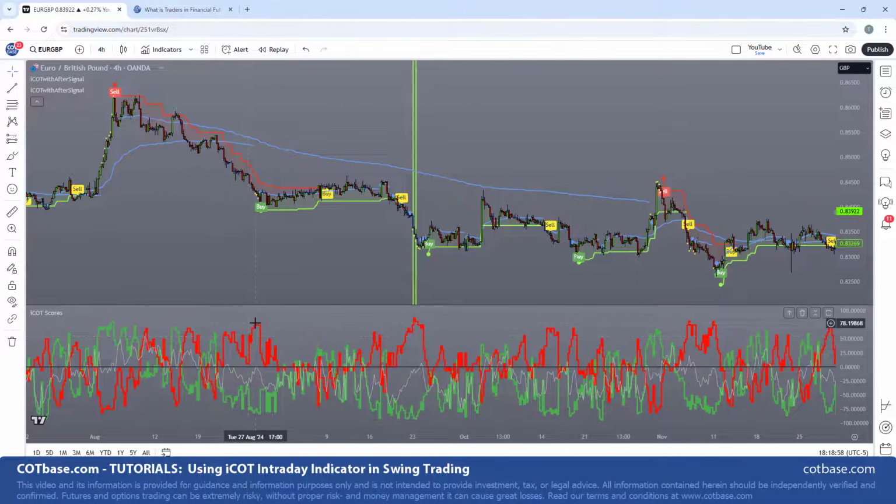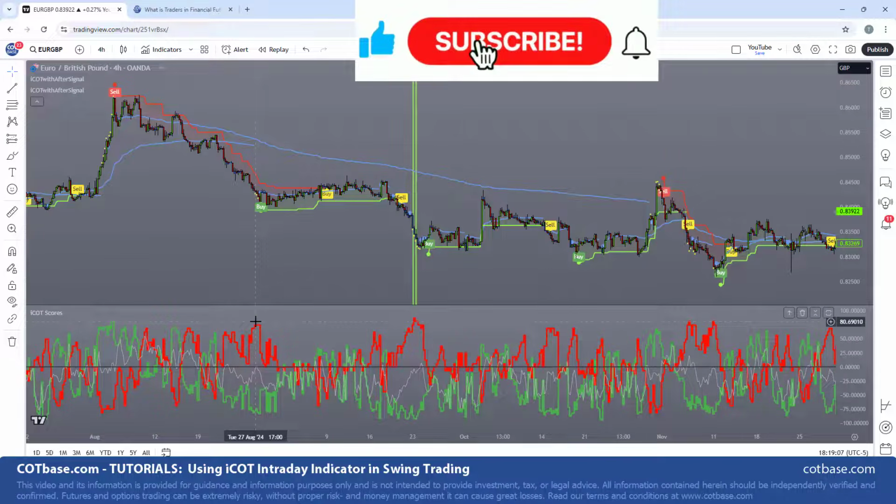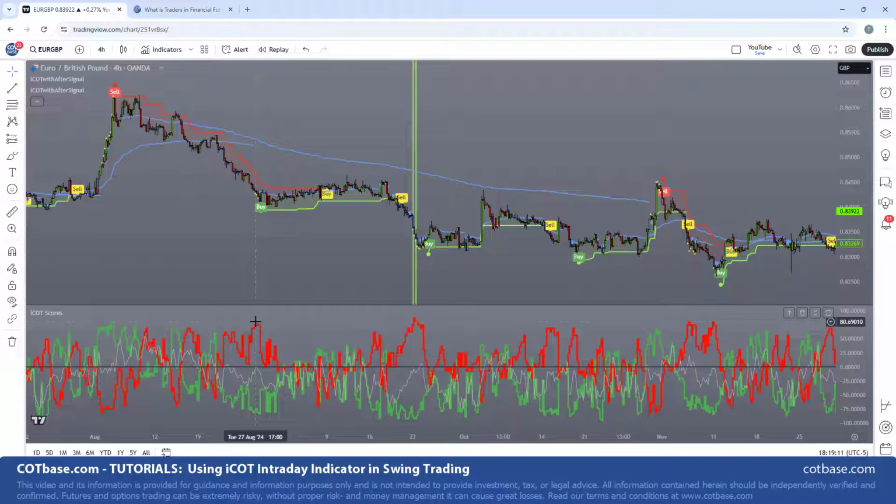You can see the bullish extreme, iCOT extreme, I would put it over there. So, you know, it's very similar to what we do in intraday trading with this indicator. It's not that different. You just open a 4-hour or a daily candlestick chart and use it on those charts.